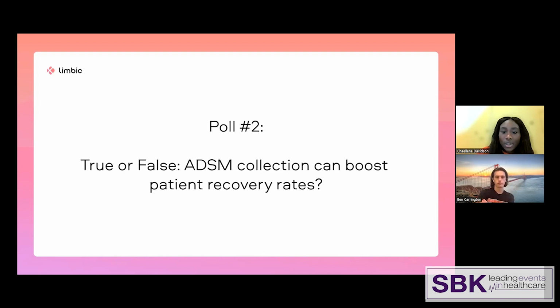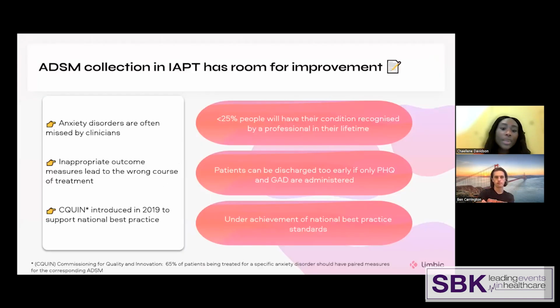What does that link look like and where does it come from? So firstly, ADSMs, if you've not heard of the acronym before, they are anxiety disorder specific measures. So basically they're validated questionnaires which provide more information to the clinician about the patient's primary presenting symptoms and their history. So we've got a few things to note here for context.